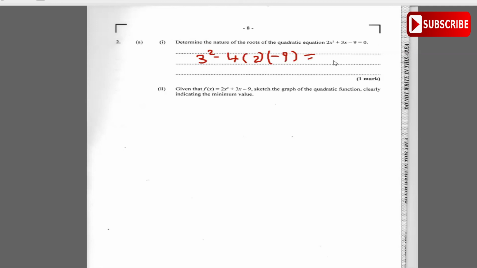B squared minus 4ac, I get 81. So what does that mean? If we get b squared minus 4ac equal to 81, which is greater than 0, then that means the roots are real and distinct. All right? So we can say, describing their nature, the roots are real and different. That's what that means.